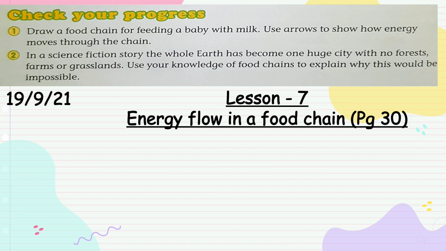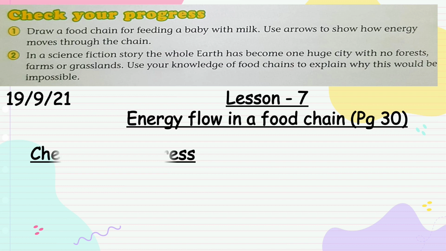Number two, in a science fiction story, the whole earth has become one huge city with no forest. So we are thinking of a story where the earth has become one huge city. There is no forest, only a big city. There is no forest, no farms, or no grasslands. Use your knowledge of the food chain to explain why this would be impossible. Why would it be impossible? Because we were told that if there are no plants, there won't be anyone on the earth. Then how can there be a city, right?